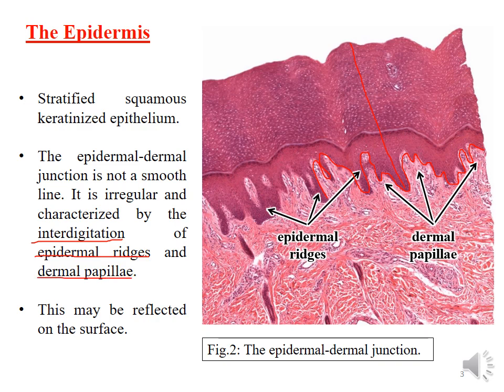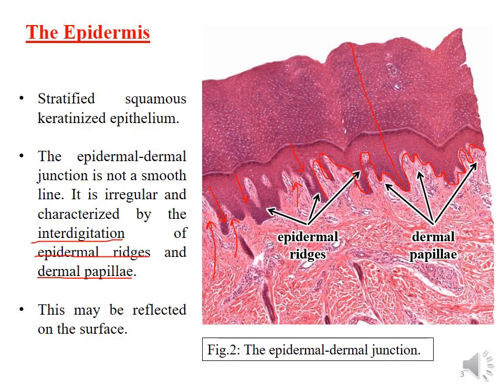The epidermal ridges, as you know, are downward projections of epidermal tissue. These are all epidermal ridges. And dermal papillae are upward projections of the dermal tissue. And these interlock with each other, they interdigitate with each other to form this irregular jigsaw-like junction.